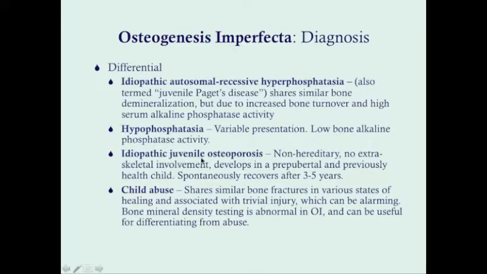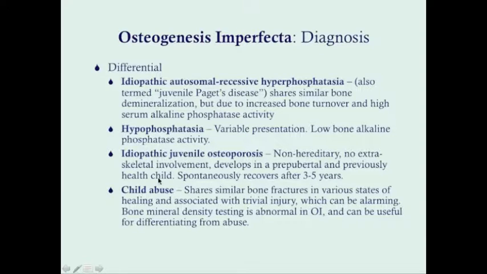Okay, idiopathic juvenile osteoporosis is a little bit easier to tease out because, one, this is non-hereditary, two, there's no extraskeletal involvement, and three, this tends to develop in children who were previously well. So this is usually in an 8 or a 9-year-old, and they didn't have any problems before then. They didn't have any issues with their bones breaking or anything like that. Whereas with osteogenesis imperfecta, you have it from birth.